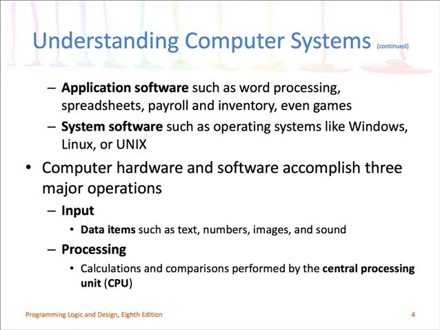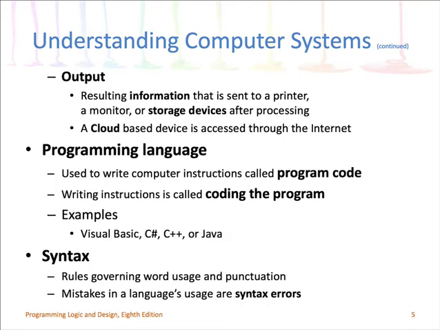Computer hardware has three major operations that we need to be aware of. We input data. That data, when we talk about data types, we'll see is text, numbers, images, sounds, etc. It performs calculations, which is referred to as processing. These are done by the CPU, the central processing unit, again, that you should have learned about in previous classes.